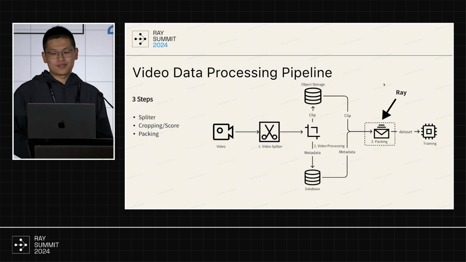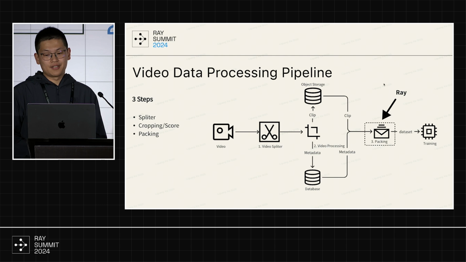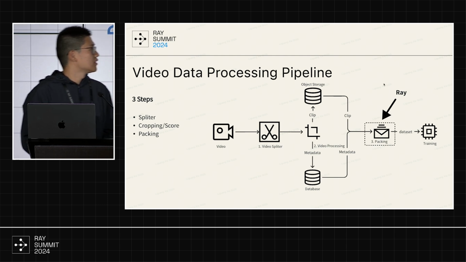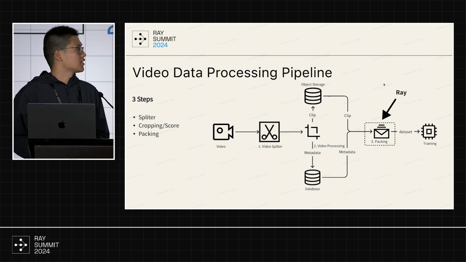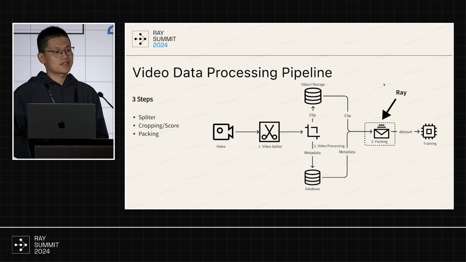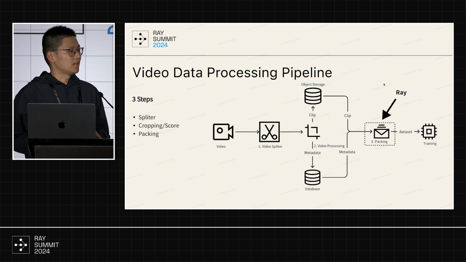So let me walk you through an overview of our video data processing pipeline. Basically, I have 3 steps. First, we have a list of raw videos. The raw videos can be several seconds to several hours. In the next step, we have a video splitter algorithm, which splits the videos into different clips. Each clip can be several seconds to maybe 1 minute.